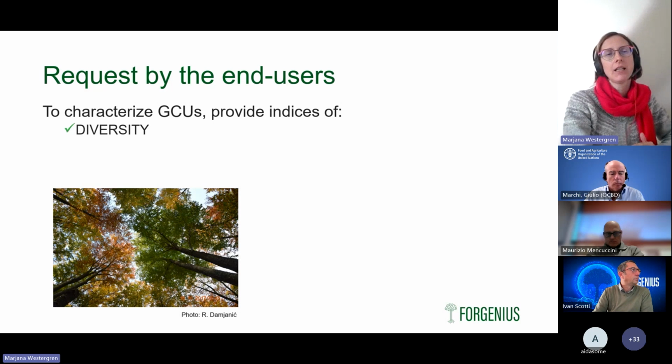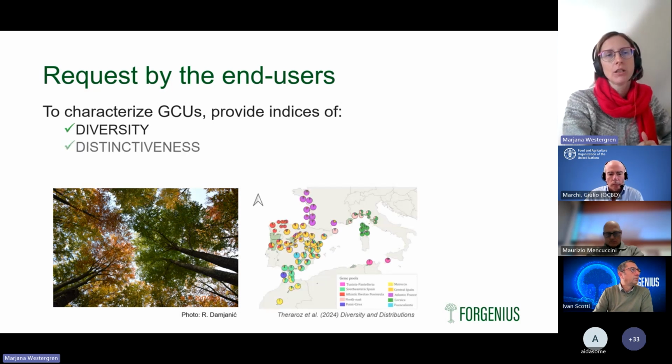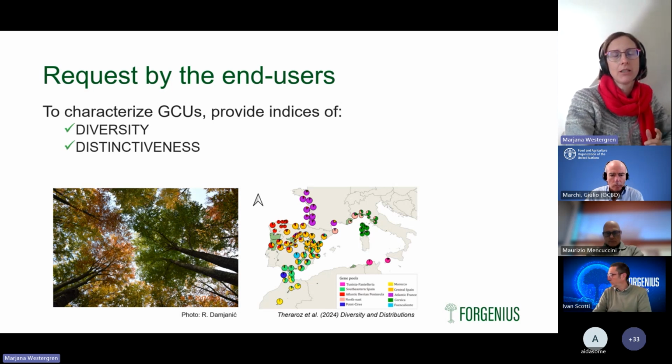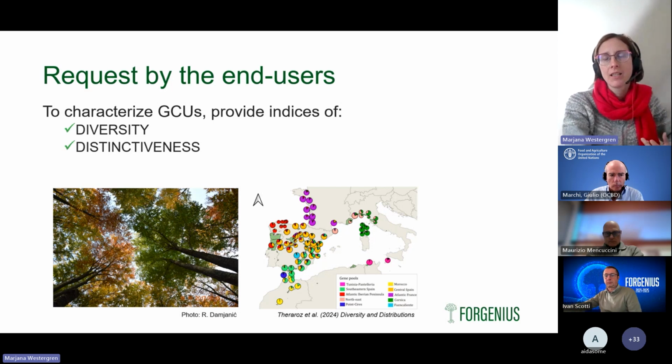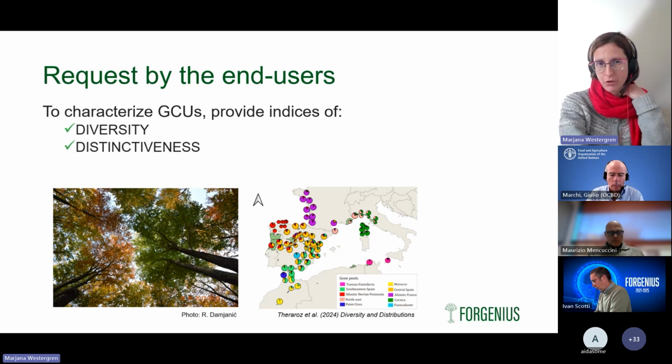The second thing the end users wanted was information on distinctiveness, so how a given gene conservation unit differs from other gene conservation units. An example of that is gene pools defined genetically. Here you have a picture from Adelaide Tararosa's paper from this year, and you can see that there are multiple gene pools here in maritime pine.